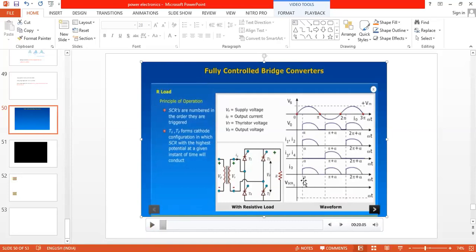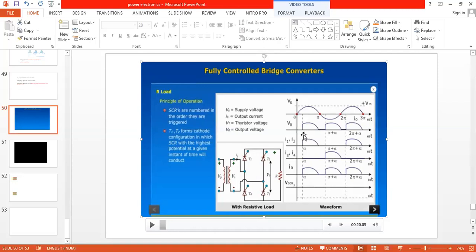Now let us concentrate on the current waveform. In the examination also we must draw the input voltage, output voltage and output current. We already discussed how the current flows, which SCRs are on. But the points I am mentioning right now are what you are supposed to highlight in the examination. Case 1. Everyone remember this one. Case 1 at omega t is equal to alpha. You can see the V0.